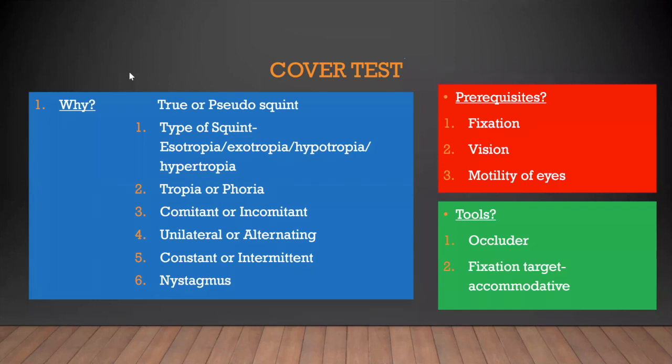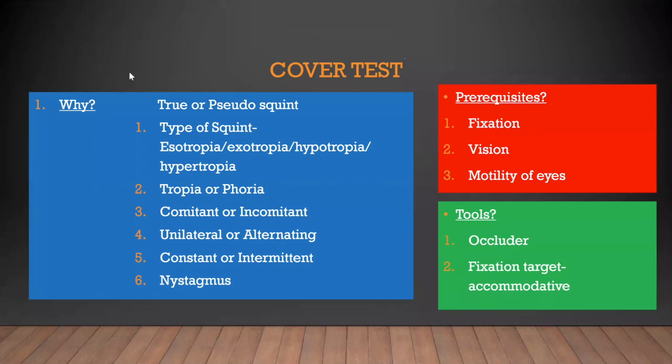However, in order to do a cover test, there are certain prerequisites. What are your prerequisites? That the patient should have good fixation, meaning they should be able to fix centrally with both the eyes. They should have good visual acuity in both the eyes, because if they don't, you'll have to go back to doing maybe the Krimsky's test more than the cover test. Thirdly, the motility should be good. That means eyes should be able to move in all directions. Otherwise, you will not have a proper cover test.